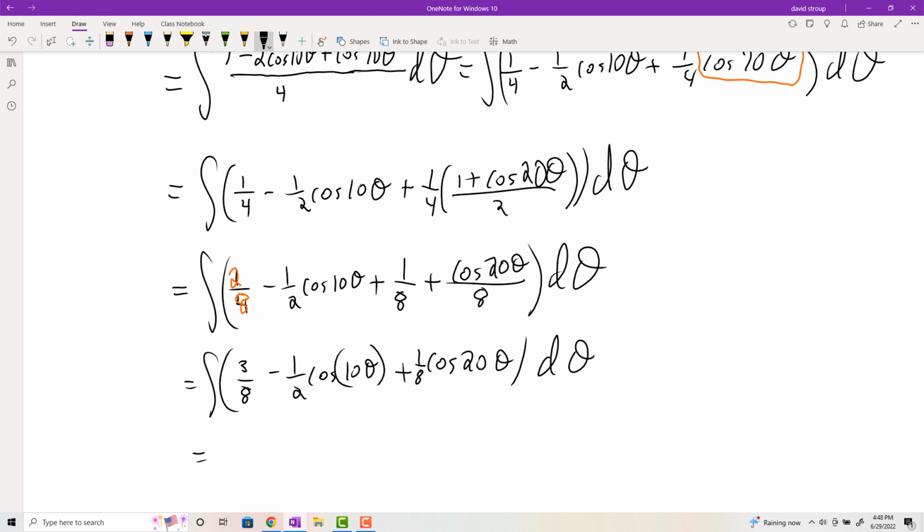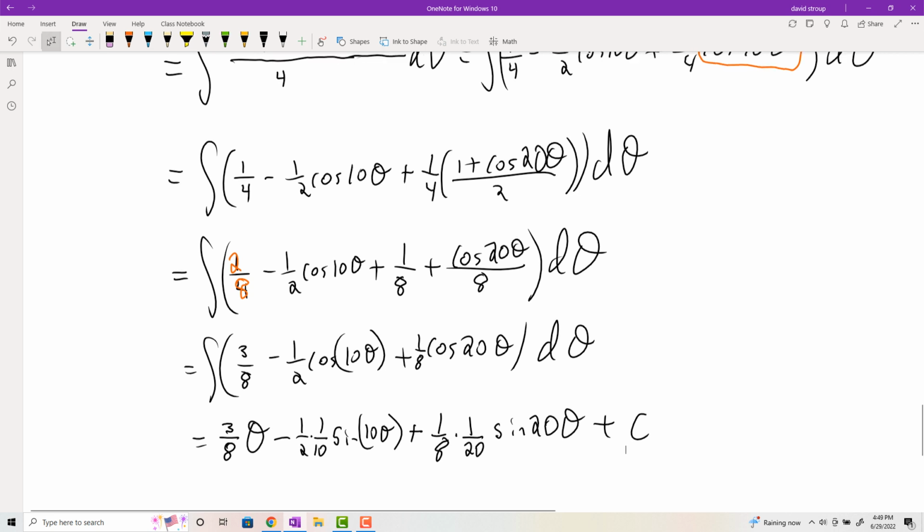Okay, so finally integrate. So the integral of 3/8 is 3/8 theta. And then for integrating cosine of 10 theta, all you have to do is integrate cosine. That will be sine 10 theta, and then divide by 10, which you would get naturally if you did a u sub. Then plus 1/8 times, you'll end up having to divide by 20 this time, and then that will be sine of 20 theta, and then plus c.